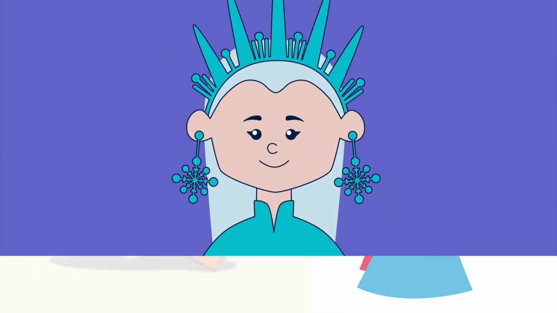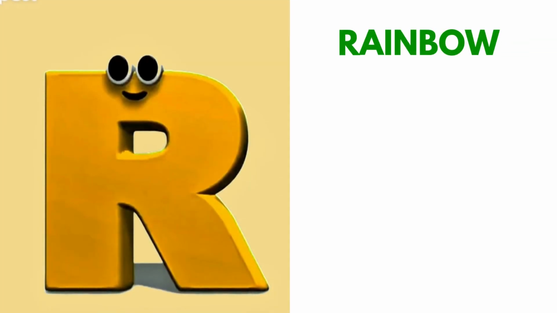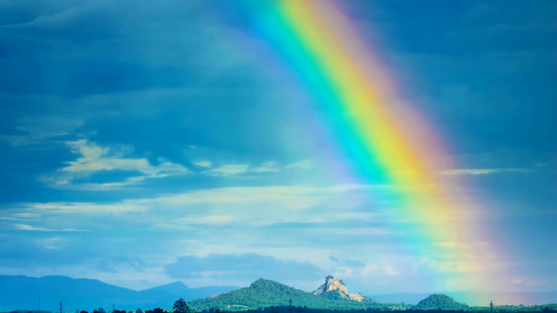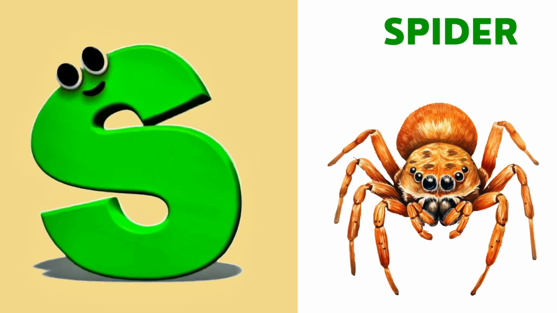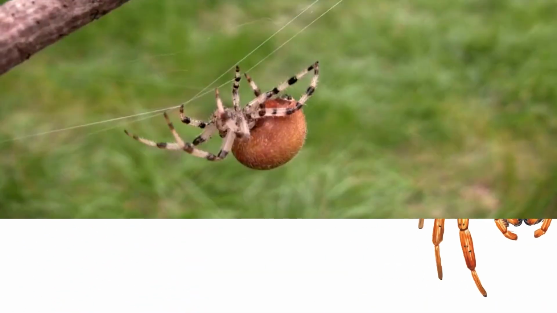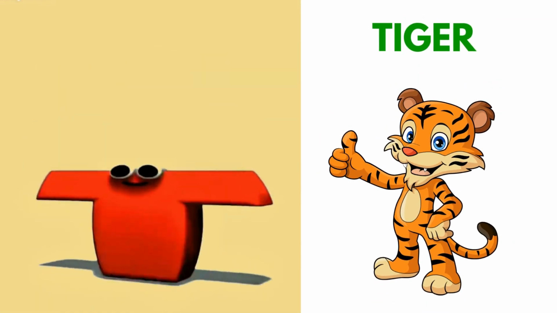Queen. Q, queen. R is for rainbow. Rainbow. R, rainbow. S is for spider. Spider. S, spider. T is for tiger.